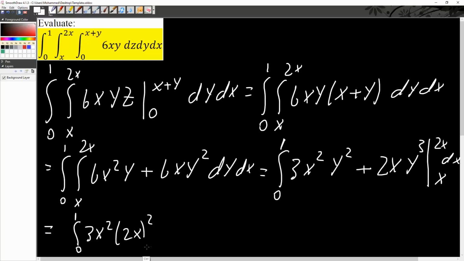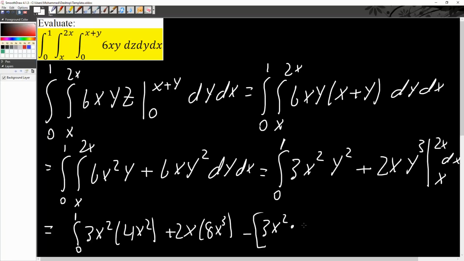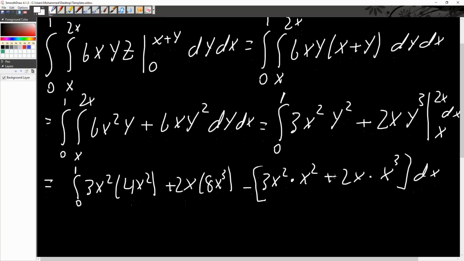We have 3x squared times 2x squared. Actually, it might be a little more convenient just to say 4x squared plus 2x. Plugging in 2x for this, we would get 8x cubed, minus parentheses. Now we plug in x, so we would get 3x squared times x squared plus 2x times x cubed, in terms of dx. So let's scroll down.